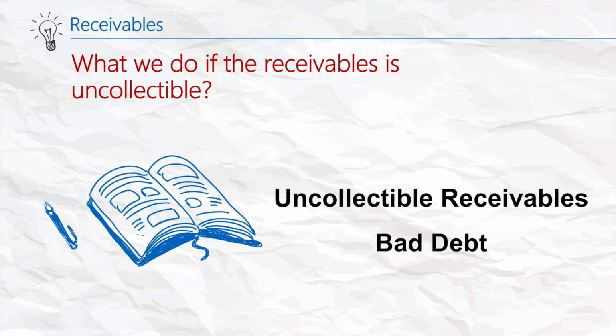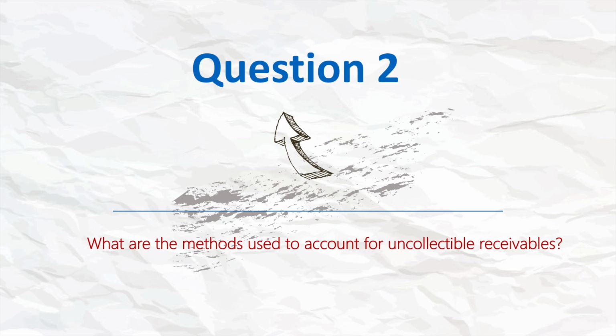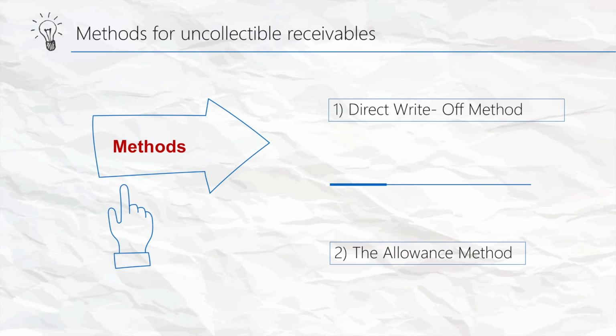When an uncollectible account is written off and the expense is recognized depends on the method of accounting for uncollectible accounts. Let's look at question 2. What are the methods used to account for uncollectible receivables? Two methods to account for bad debt expense: the direct write-off method and the allowance method.